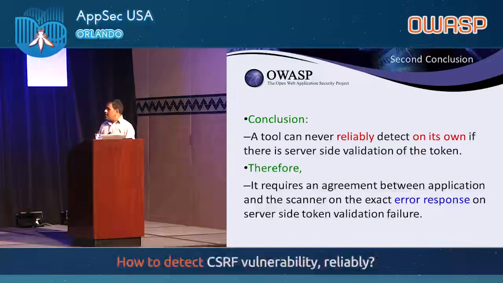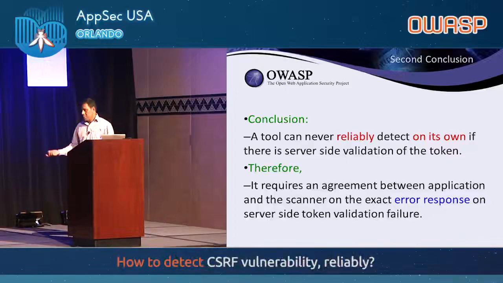In other words, if your tool needs to detect if there is server-side token validation, then the tool should know exactly what error response comes back when validation fails. And that error response should not be mixed up with any application logic. That error response should never be used for any other error scenario within your application, like a business logic failure, or some system going down, or not being able to make some service call, or anything of that kind.